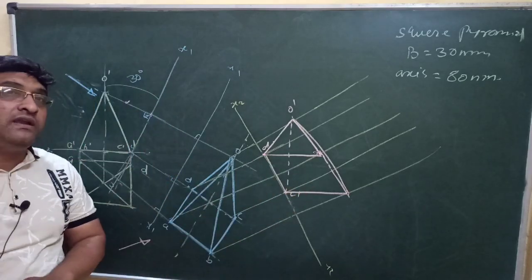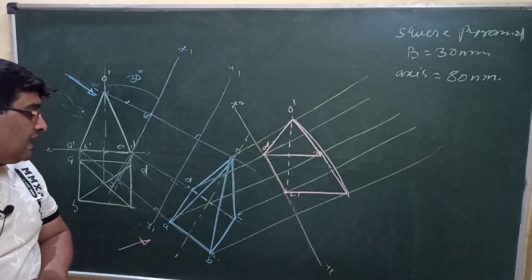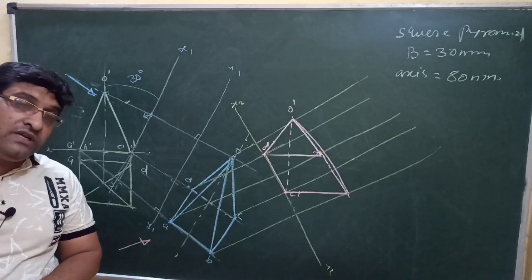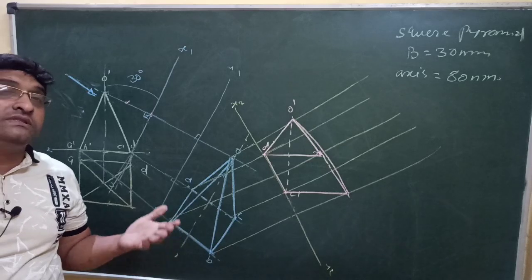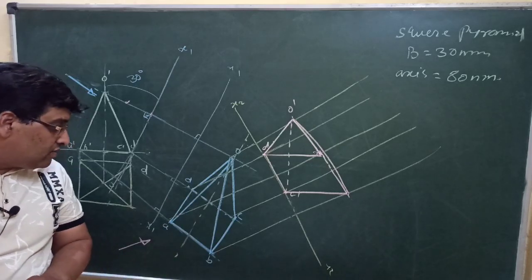So in 4 diagrams we are getting the final projections, as compared to the change of position of object method, in which we have to draw 6 diagrams. This is all about this problem.